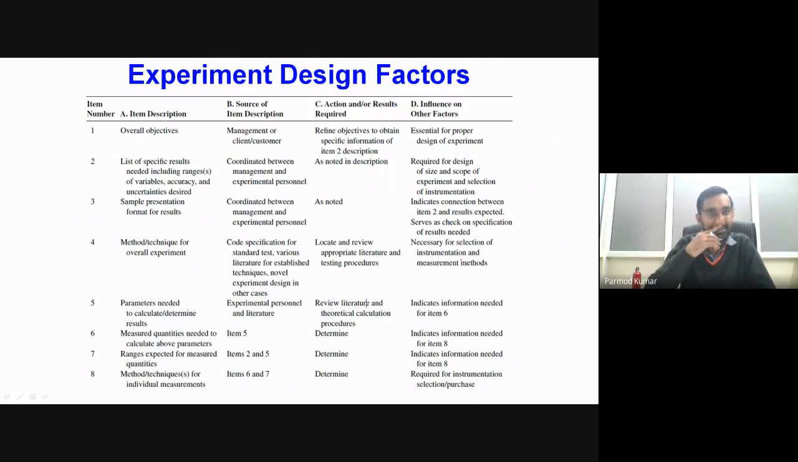Then we have some experimental design factors. Obviously, when we are designing the experiment, we should first be clear about the overall objective of the experiment.